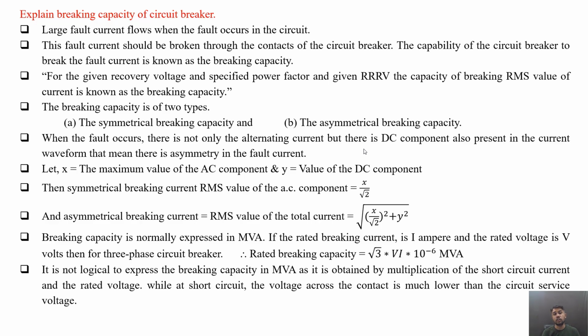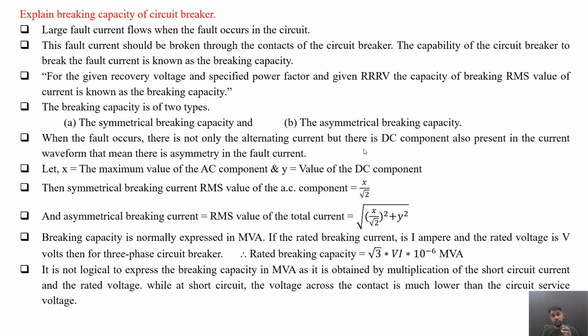Now breaking capacity is normally expressed in MVA, that is million volt ampere or megavolt ampere. If the rated breaking current is I ampere and rated voltage is V volts, then for the three-phase circuit breaker, rated breaking capacity is equal to root 3 into V, that is the voltage, and current I, into 10 raised to minus 6 MVA. Actually, it is not logical to express the breaking capacity in MVA, as it is obtained by the multiplication of the short circuit current and the rated voltage.